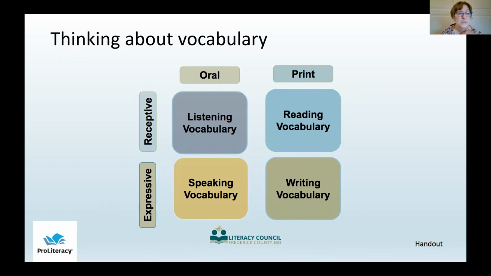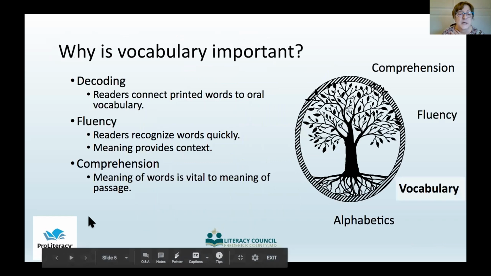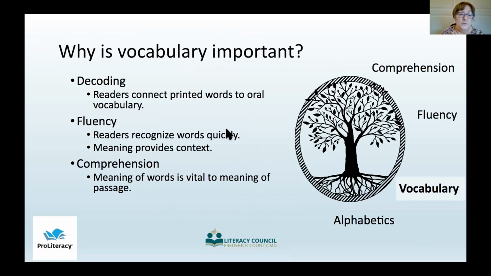Okay, once again, we're going to show you this tree that is so important to the process. Earlier, we focused on oral vocabulary. Now we're focusing on why vocabulary is also important for reading. And again, this is a little bit of review here.